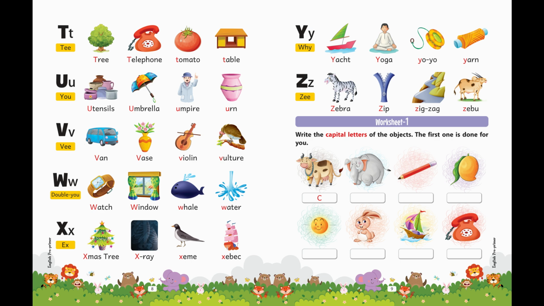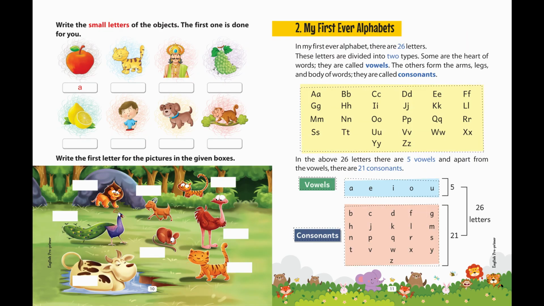Look at the pictures and write the capital letter of each object. The first one is done for you. C is for cow. Now, children, let's practice writing small letters. Can you look at the pictures and write the small letter that starts the word? For example, A is for apple. Let's do the rest. Cat, king, grapes, lemon, boy, dog, monkey.